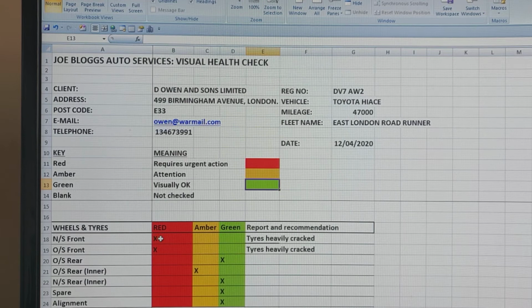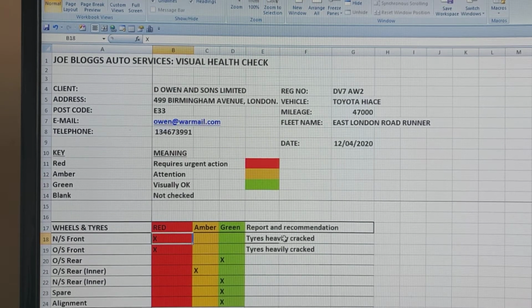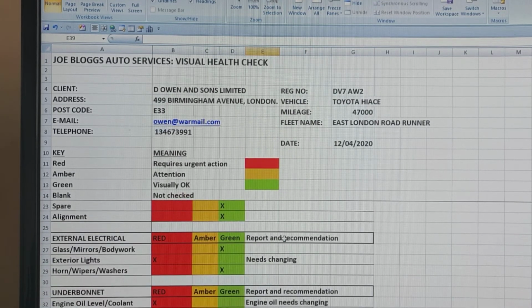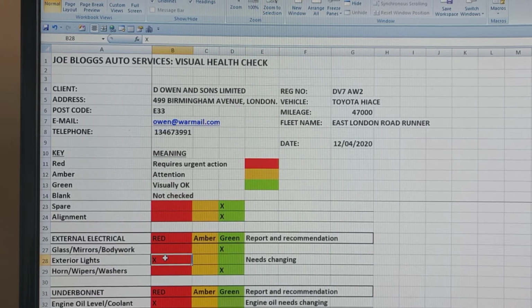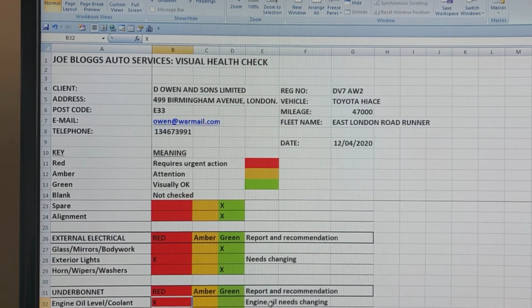Now, in this case, for instance, under wheels and tires, the tires have been checked and found to be heavily cracked. Therefore, they need changing. And the same thing goes for all the other items here. Another one is exterior light. The light needs changing. That has been marked down. Engine oil has been checked. Yes, engine oil needs changing. That has been marked red.